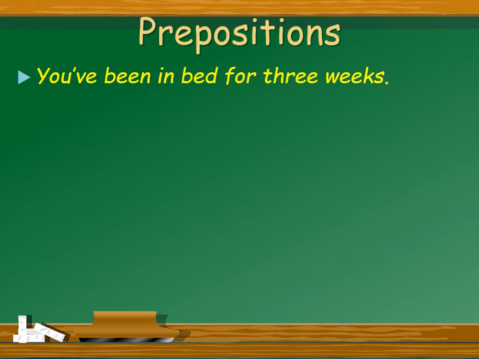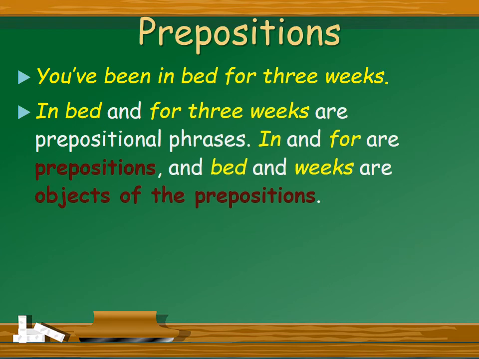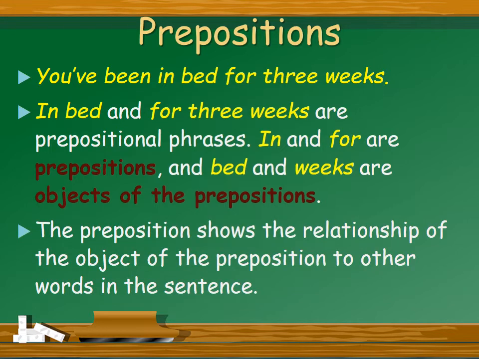Let's see this example. You've been in bed for 3 weeks. In bed and for 3 weeks are prepositional phrases. In and for are prepositions, and bed and weeks are objects of the prepositions. The preposition shows the relationship of the object of the preposition to other words in the sentence.